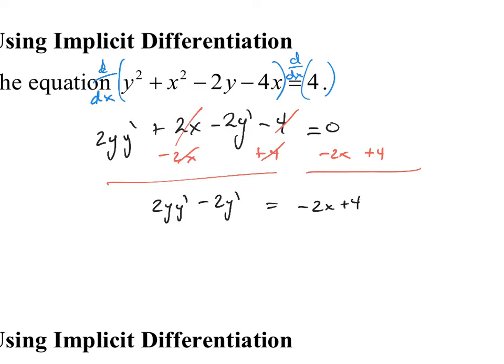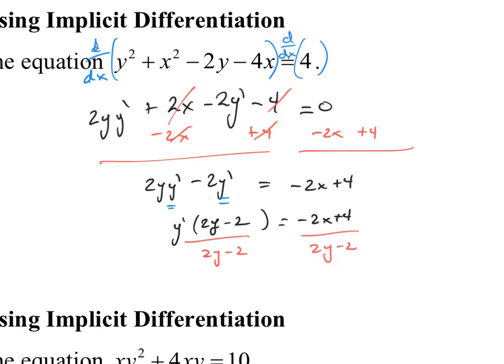Notice the whole reason that I did that is because both of these terms on the left should have a y prime, and they do. And because they have a y prime, we're able to factor it. So let's think about what it would be if I factored it. 2y y prime divided by y prime would be 2y. And minus 2y prime divided by y prime would simply be minus 2. So that's what it is when we take away the y prime. On the right-hand side, we still have minus 2x plus 4. We just solve for y prime by itself by dividing both sides by 2y minus 2.